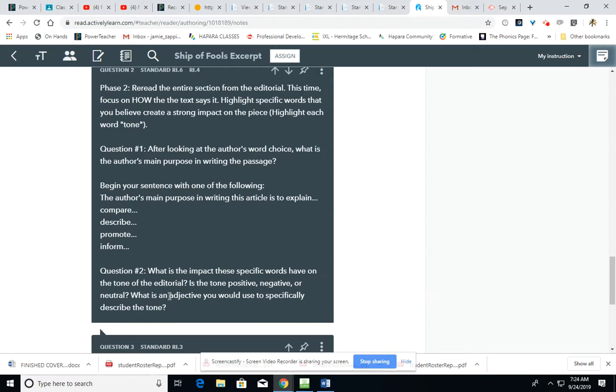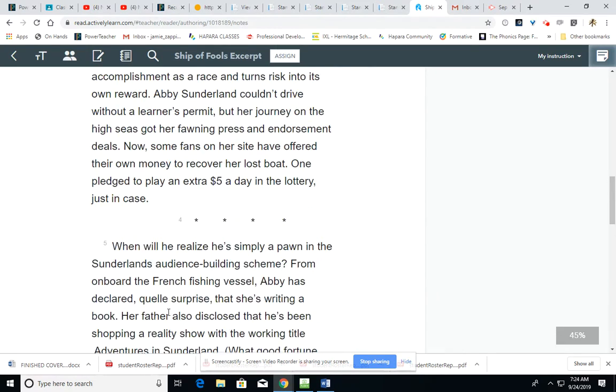And then remember, make sure you find a fancy adjective, not just mean or happy or neutral. Pick a word that you think would be a strong word choice to describe accurately that attitude coming off the page of the text. And that's what we're going to be doing in our phase 2 of reading today.